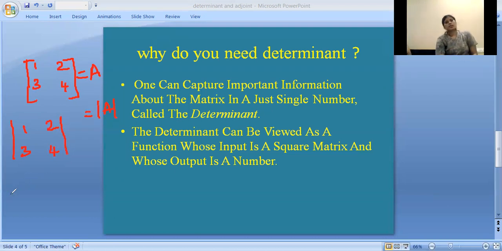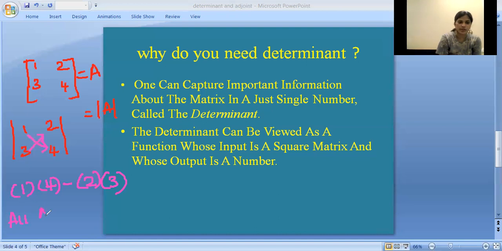So in determinant, you have to draw two cross symbols, two arrow marks, one downward arrow mark, one upward arrow mark. You have to multiply the element A11 with element A22 and then put a minus symbol. Now multiply element A21 and A12.